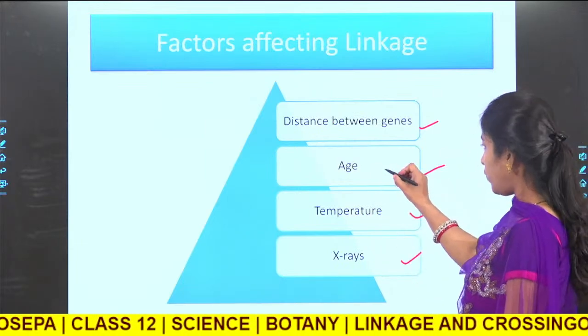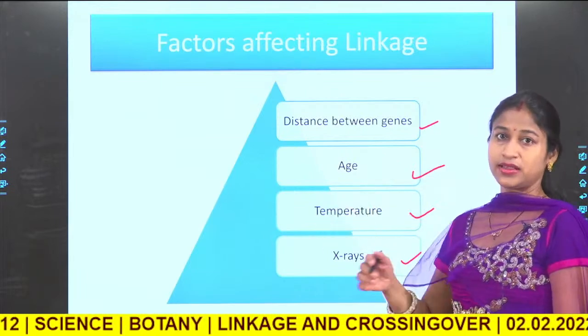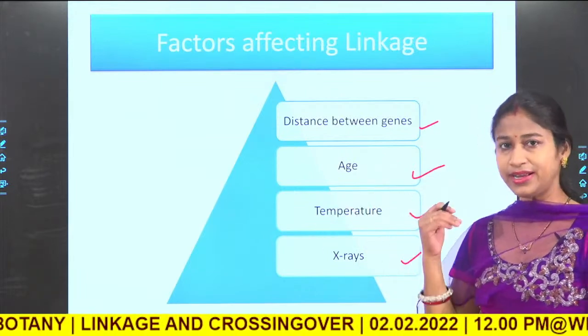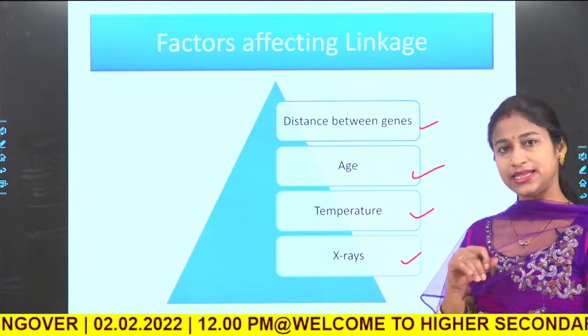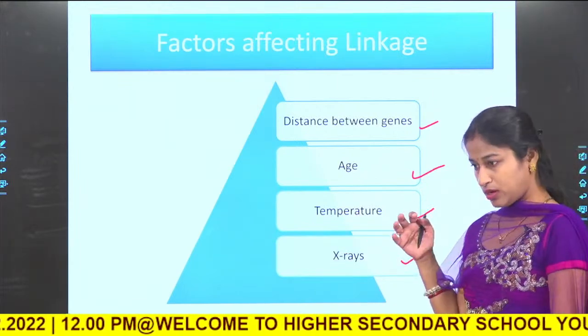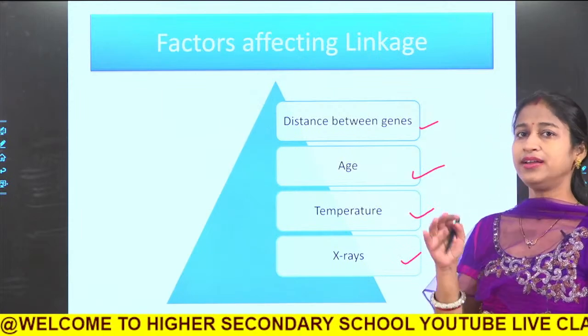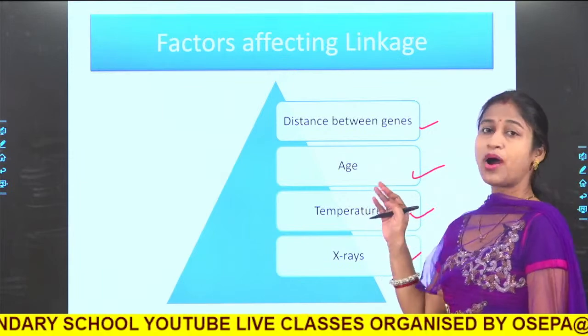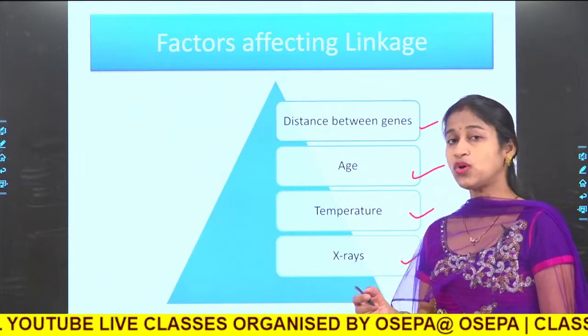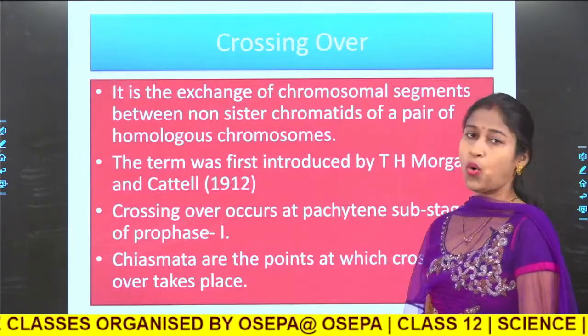Now, with the increasing age, the strength of linkage decreases. With the increase in temperature, the strength of linkage decreases, and with the irradiation of X-rays, again the linkage strength decreases. Okay. So, this is all about linkage. Next, we will go to crossing over.